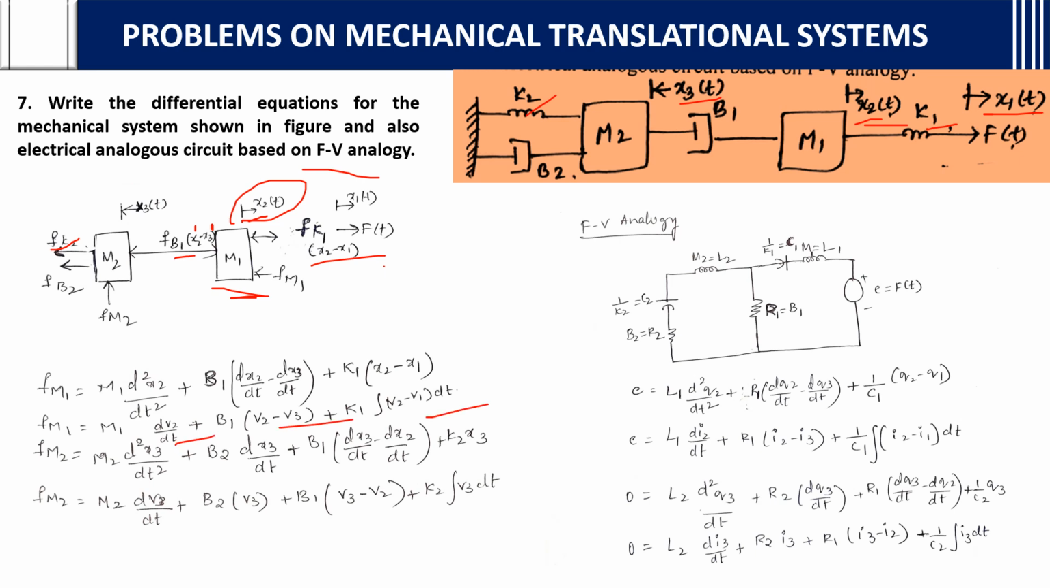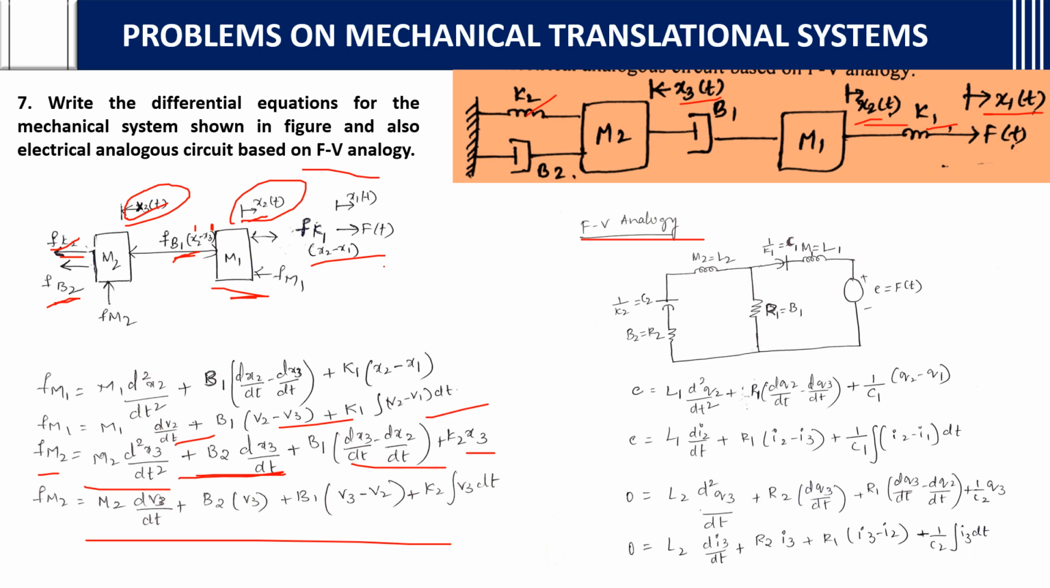Just convert to velocity. Then F_M2, M2 into d square x3 by dt square, because it is with respect to x3, and B2 into dx3 by dt plus B1 into (dx3 by dt minus dx2 by dt), with respect to x3. Then K2 into x3. Again you can convert into velocity. After that, what they are asking for is the force voltage analogy.